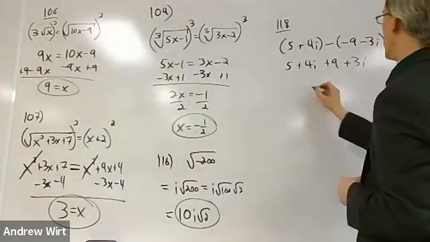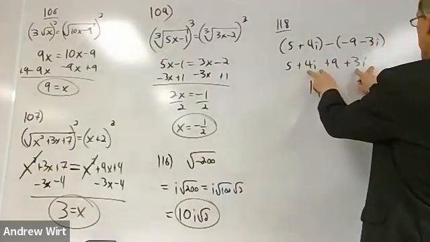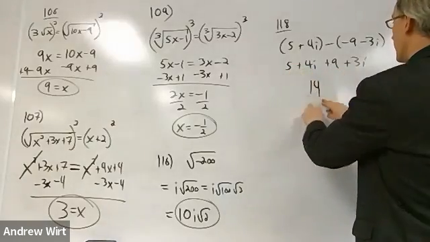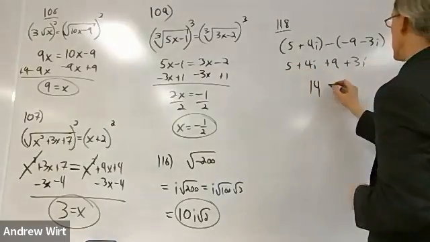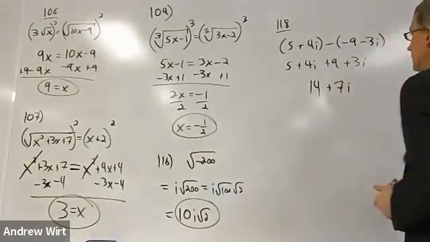All right, 5 and 9, that's 14. And now we'll combine the i's, or this is combining like terms, or we can find the constants, then the i terms. So 14 plus 7i.